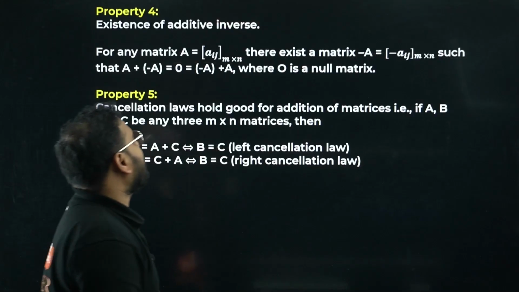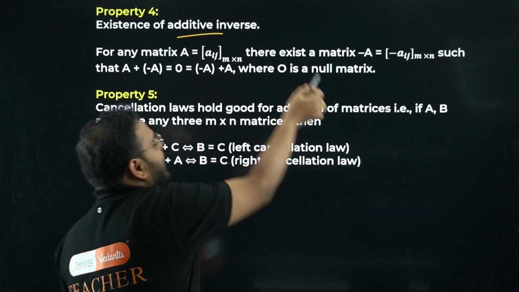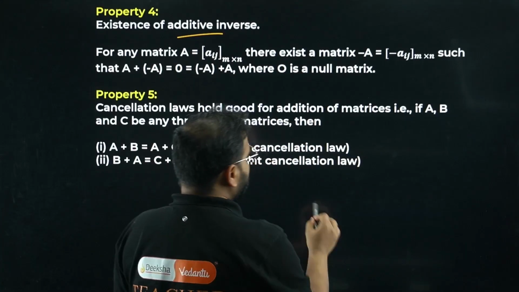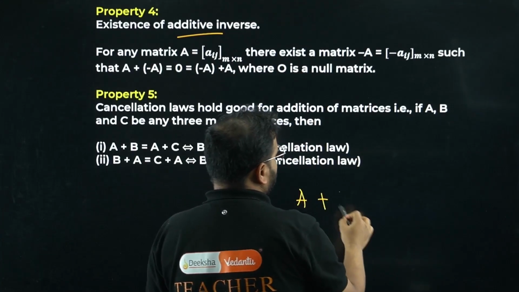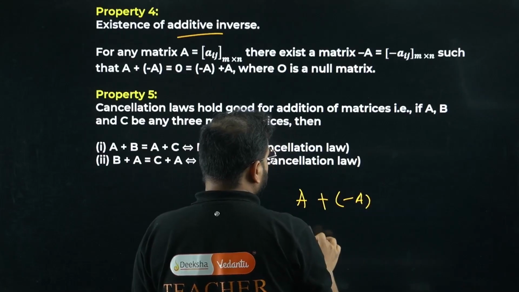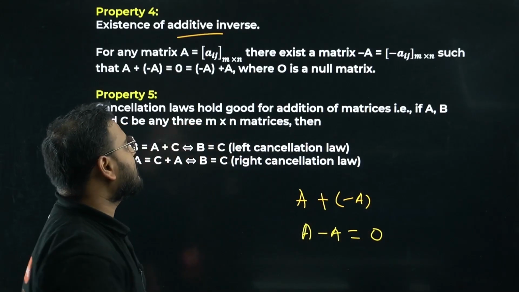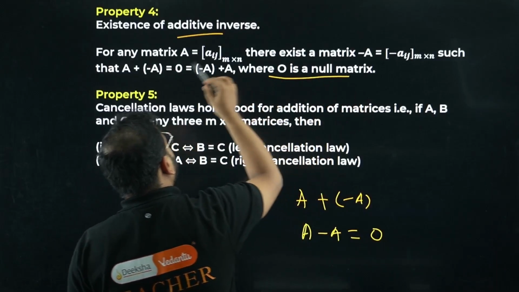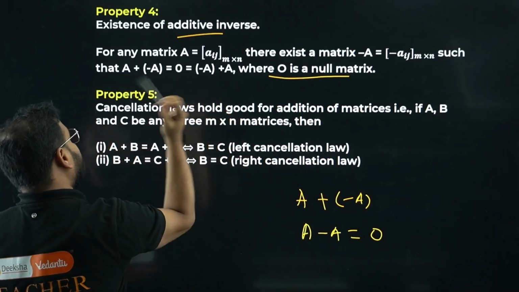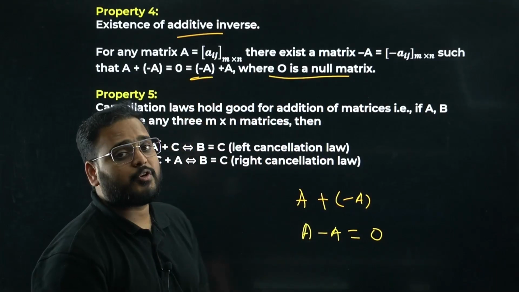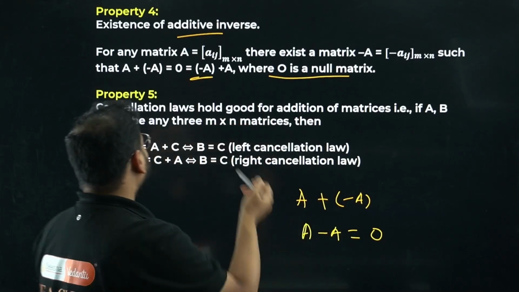Property 4, existence of additive inverse. If I'm adding A to negative of A, what is that, sir? A minus A. What is that, sir? 0 matrix. Okay, you get a 0, which is a null matrix. So there will exist a matrix which is called the additive inverse.